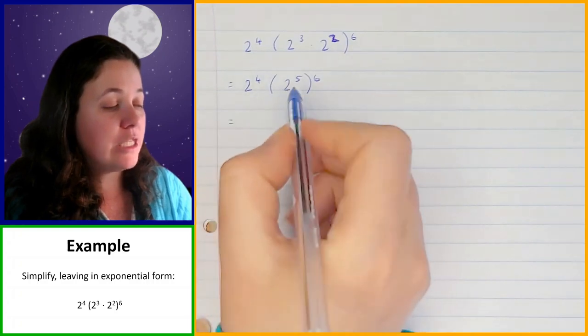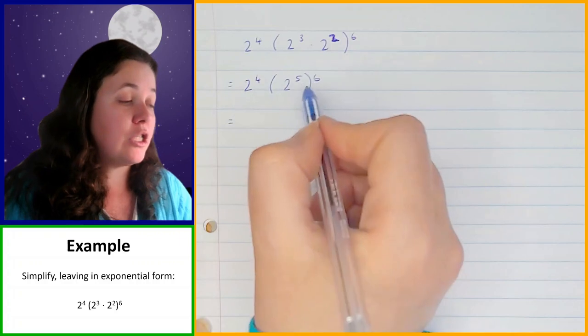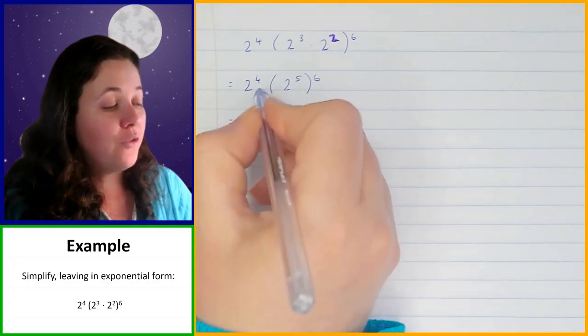Okay, and now I'm going to simplify my exponent. Remember, BEDMAS, brackets, and then exponent. So now I'm going to simplify this over here before I do my multiplication.